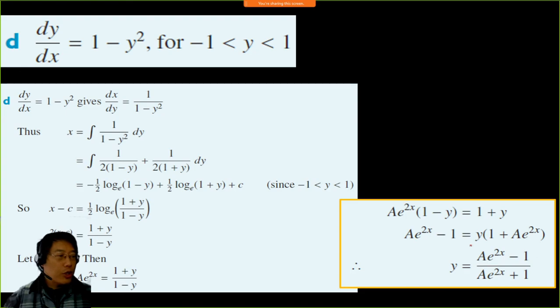Now we transpose the denominator on the side of the exponential, we expand the bracket, and we regroup all the y terms on one side. So here they regroup on the right hand side and factorize the y, and we make y the subject, and that gives you that exponential rational kind of expression. Okay, and that's 9c.